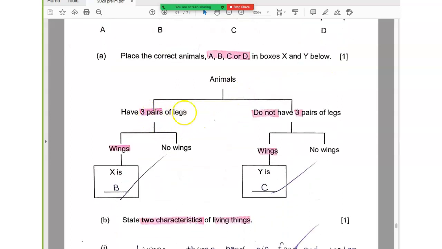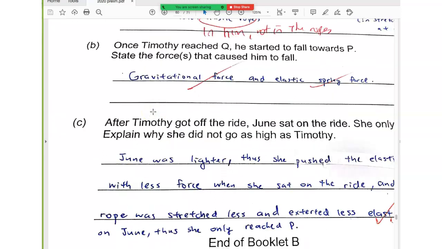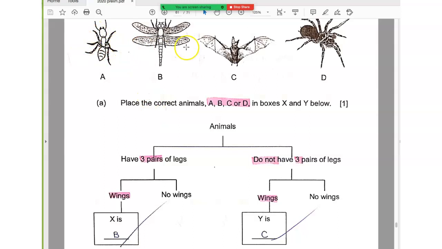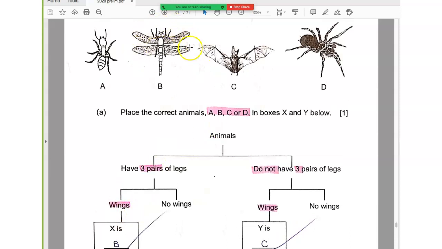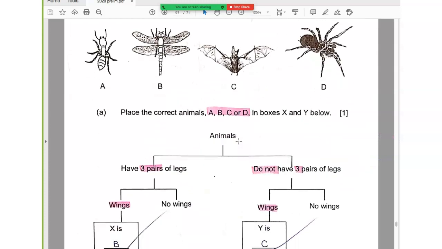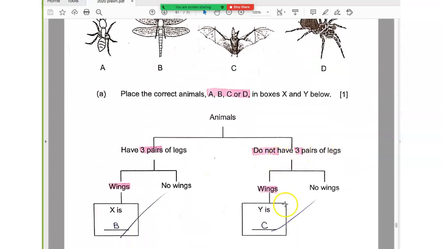So here they talk about pairs of legs and do not have 3 pairs of legs. So those are 3 pairs of legs, of course, will be A, 3 pairs of legs, and B, 3 pairs of legs. And they talk about those with wings. And this one have wings, so of course it will be B. Okay, now the other one here will be do not have 3 pairs of legs but have wings. Well, 4 legs and a pair of wings.